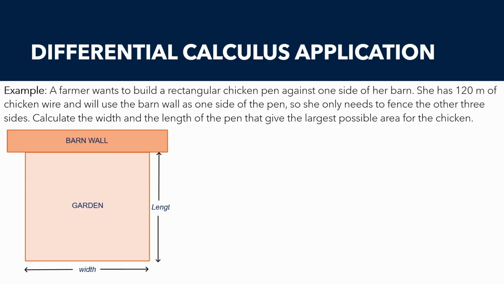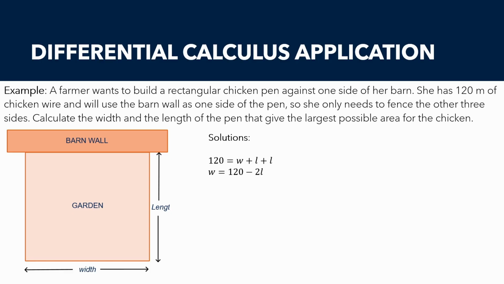Now let's take a look at the solutions. First, I know that the total chicken wire available is 120 meters, and that should equal 1 width, because the other width is going to be covered by the barn wall, plus 2 lengths. That will give me 120 is equal to w plus 2L, and now making width the subject of the formula, I get width is equal to 120 minus 2L. The length, I'm going to leave as it is.